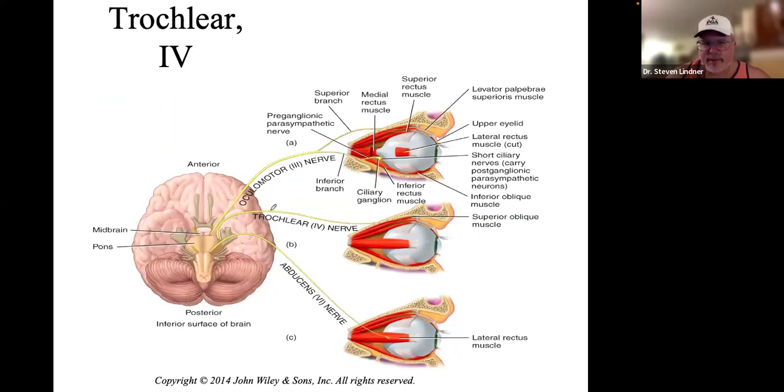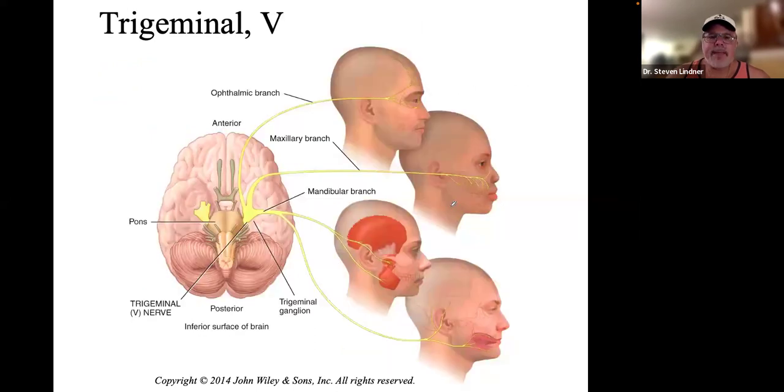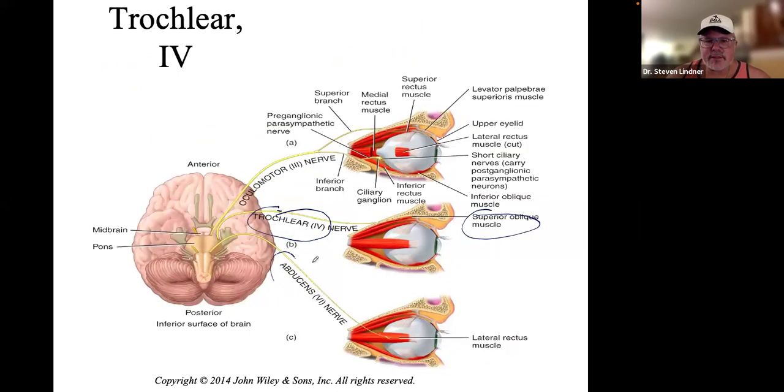So we did this already. So here's cranial nerve 4. The trochlear is cranial nerve 4. It goes to the superior oblique. And then cranial nerve 6 is LR6, lateral rectus, cranial nerve 6, abducens to the lateral rectus. It abducts the eye.